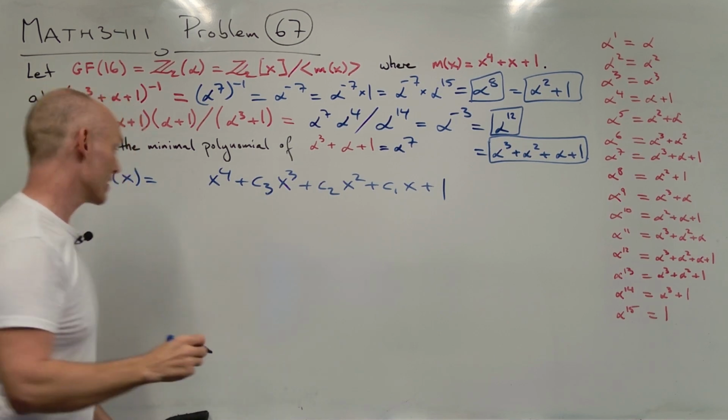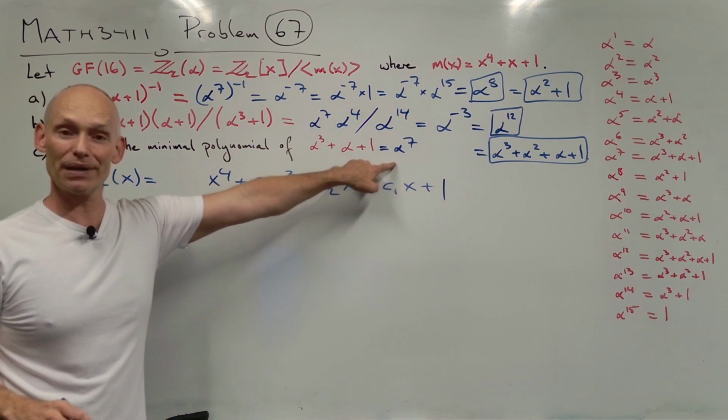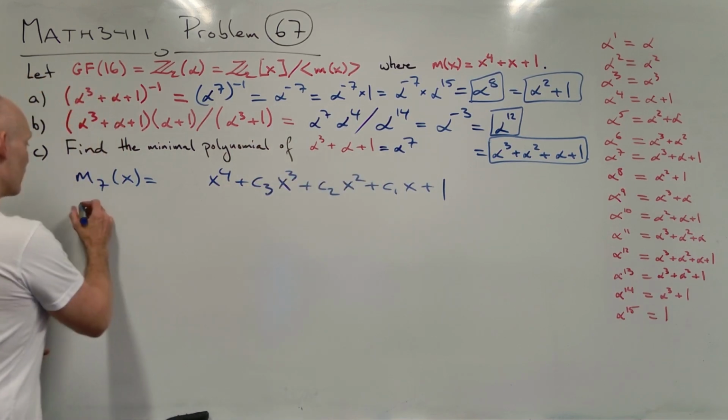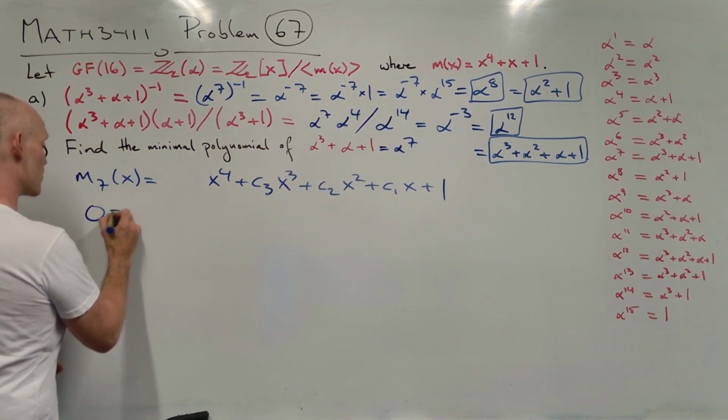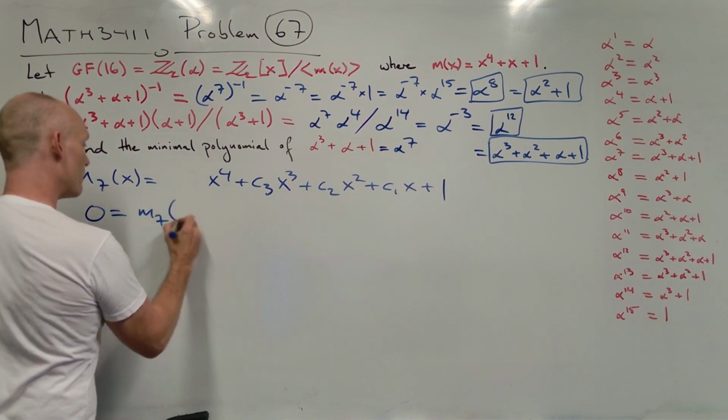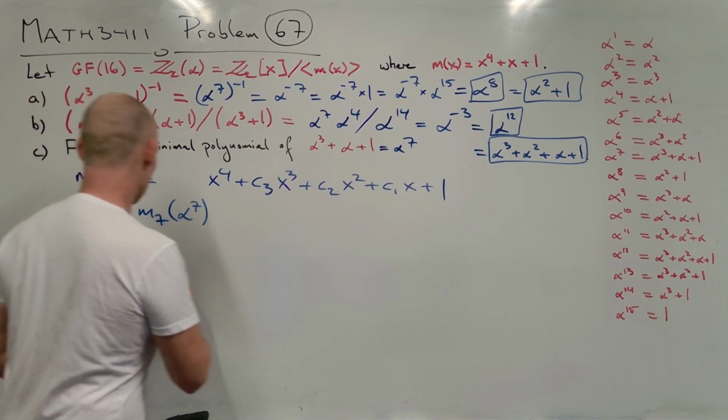Well, look here. By definition, alpha to the power of 0 was a root of its minimal polynomial. So 0 is equal to this polynomial evaluated in alpha to the power of 0.